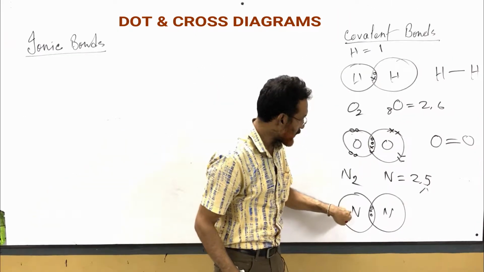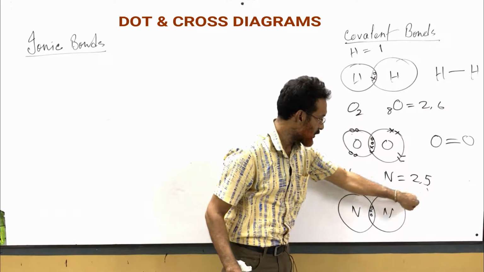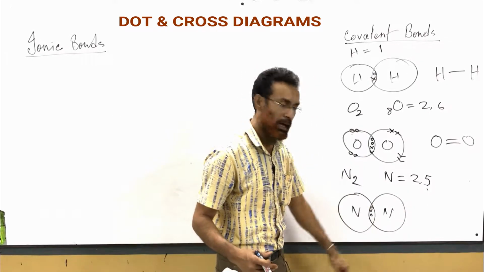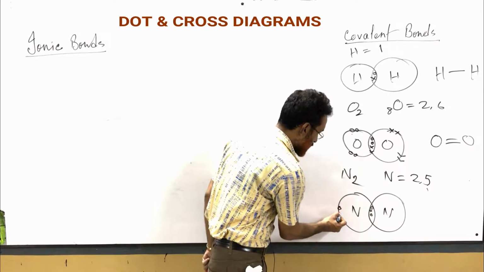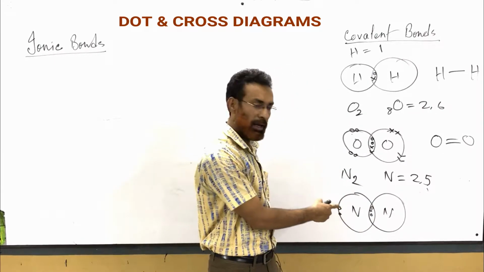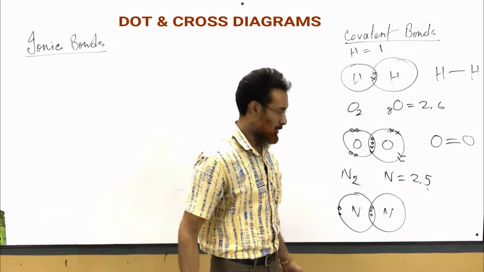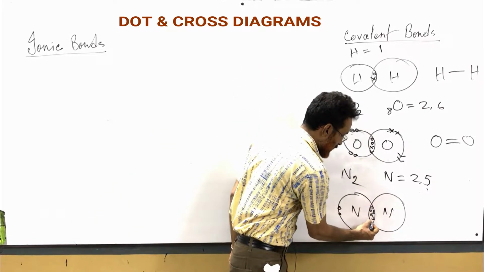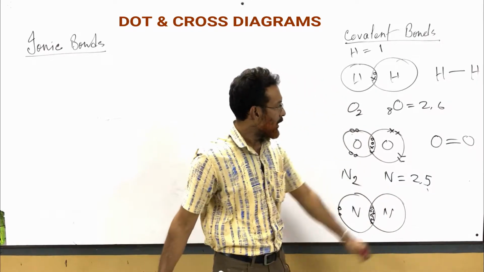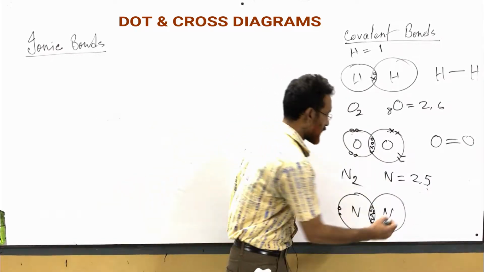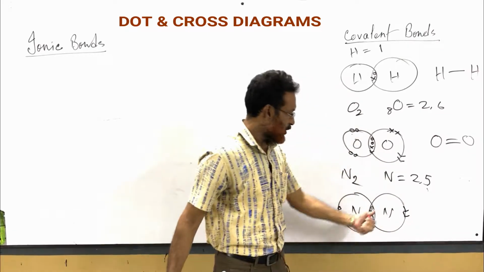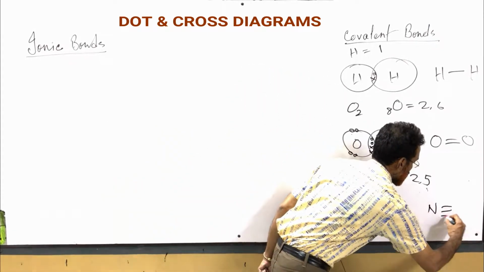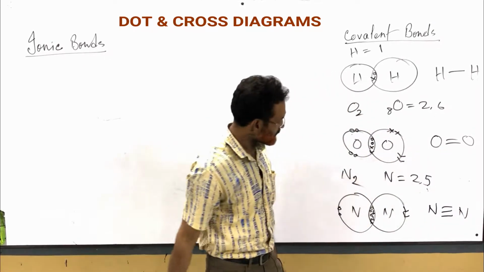Look carefully, nitrogen has 5 electrons in the outer shell, 3 of them given in the middle for sharing with another atom, and 2 left, which we call a lone pair of electrons. This is another nitrogen. This also sends 3 electrons for sharing in the common space, and out of 5, if 3 are gone, still 2 are left. So this is the dot and cross diagram of nitrogen atoms. We can show 3 bonds, triple bonds, between nitrogen atoms.